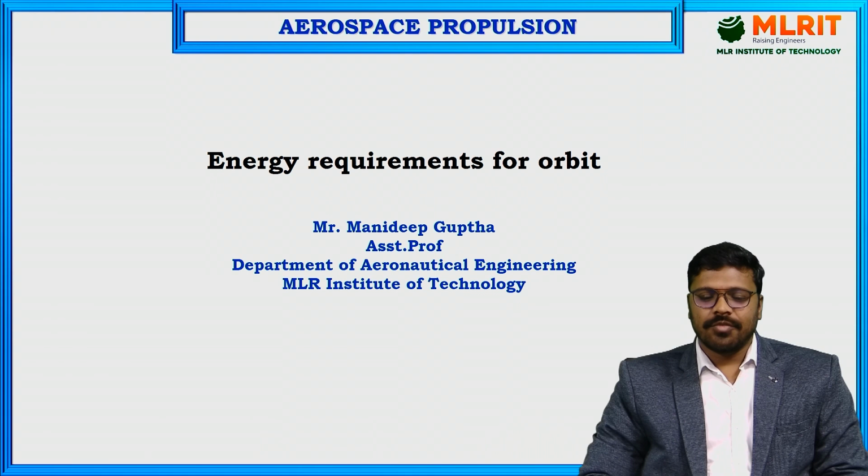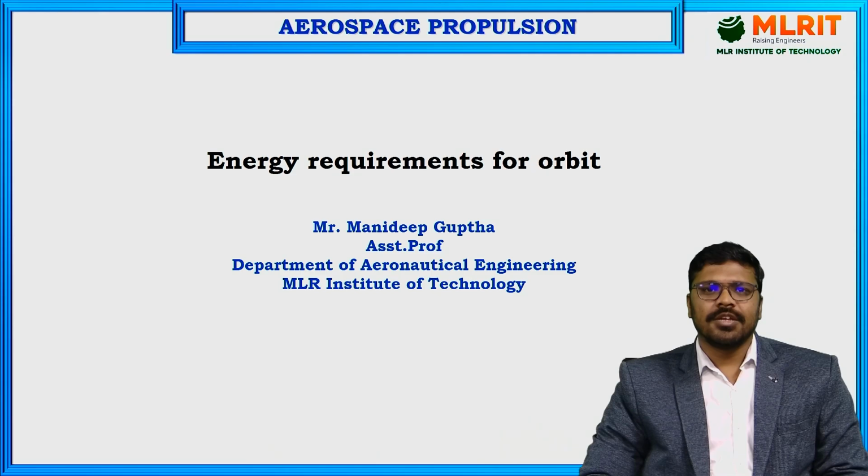Today the topic which we are going to discuss is energy requirements for an orbit. If you want to send any satellite from Earth surface to the orbit, we need to provide enough energy for the body so that it will enter the orbit. That means it will reach the orbit. After that, it will rotate with a certain velocity so that it will stay in the same required orbit. So, today we are going to discuss all these energy requirements.